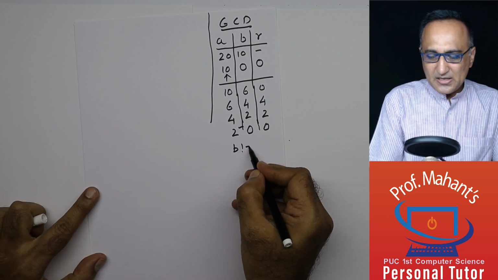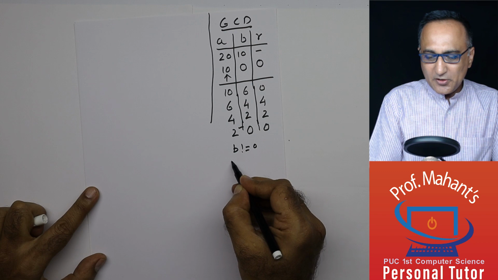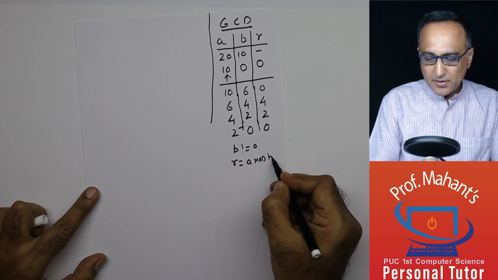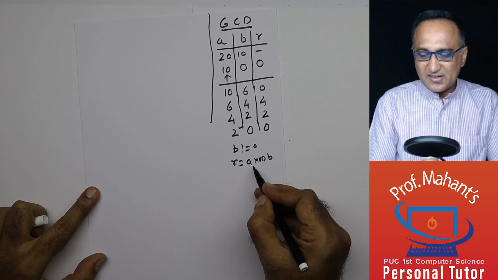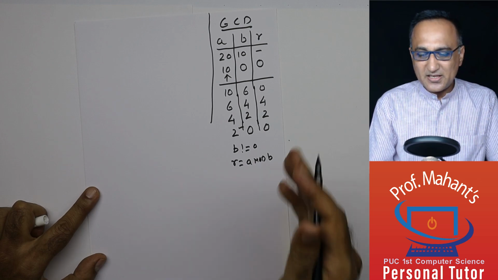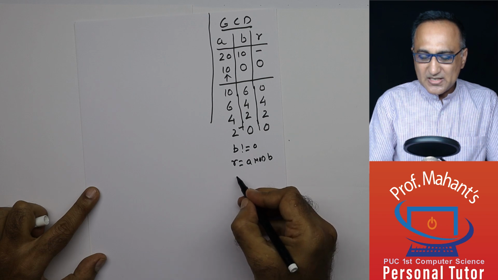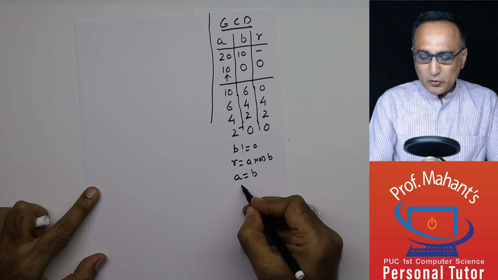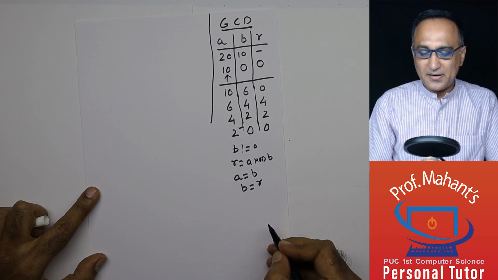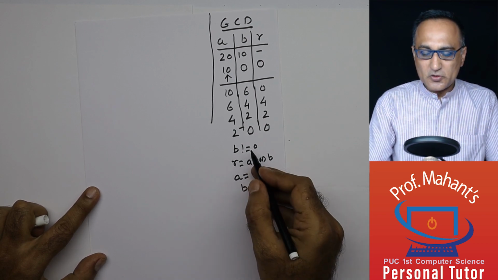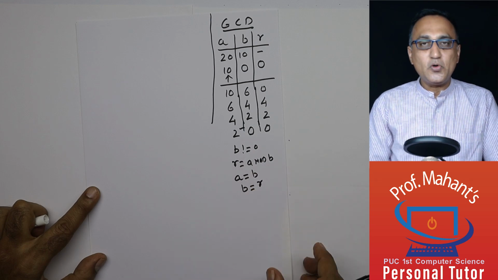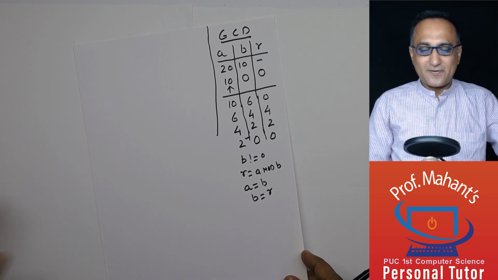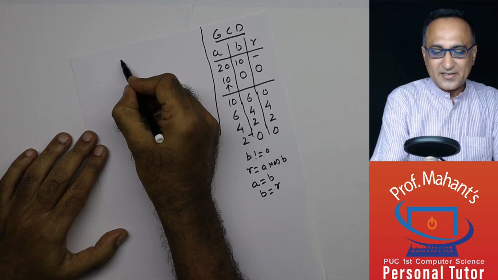As long as B is not equal to 0, I need to take remainder as A mod B. So remainder takes the result of dividing A by B. Then I give A the value of B and give B the value of remainder. I continue this process as long as B is not equal to 0. So let's draw the flowchart for this and then test it.